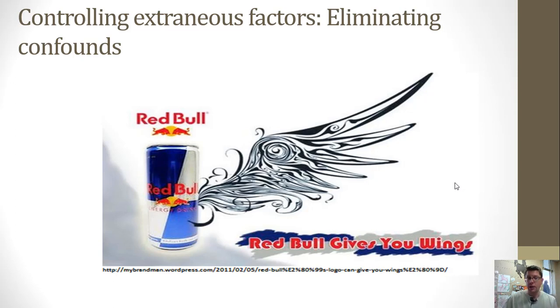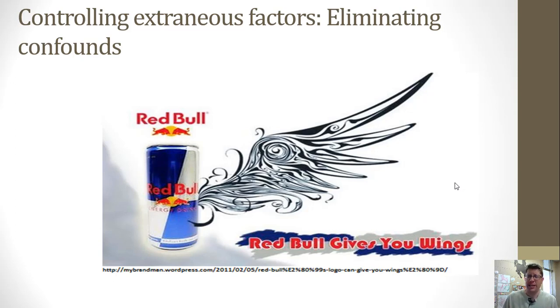And it could be that people know that Red Bull's supposed to give them wings, and just that expectation of getting wings helps them perform better on the exam. So now I have a confound. I don't know, was it the active ingredient or the expectation that they should do better that led to their performance? Other problems, taste. Water and Red Bull taste different.